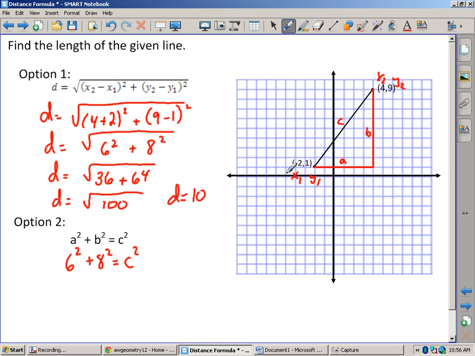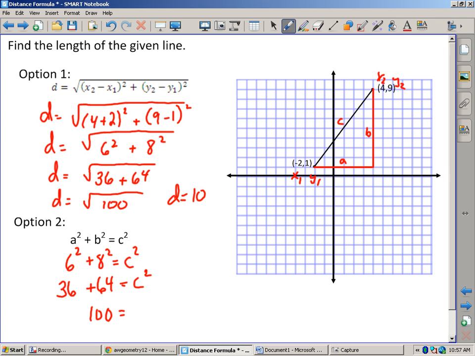Now you may notice that there are some parallels between the Pythagorean theorem and the distance formula. If you look at the second line of the distance formula that I wrote up here, it looks familiar to what I've got down here. If I square 6, that's still 36. And if I square 8, that is 64. You may see that these are parallel to each other. There's my 6 squared and my 8 squared. There's my 36 and 64. If I combine these together, I get 100.